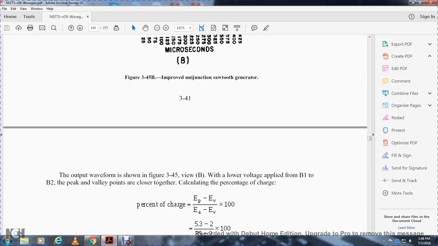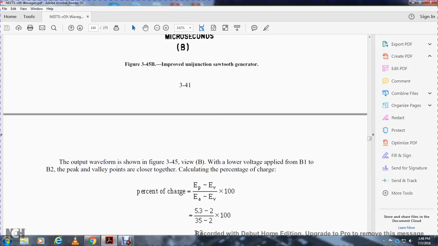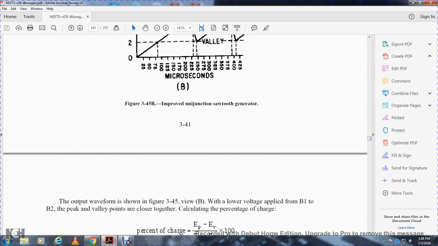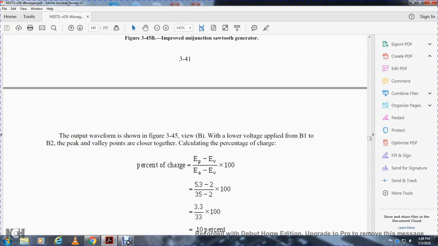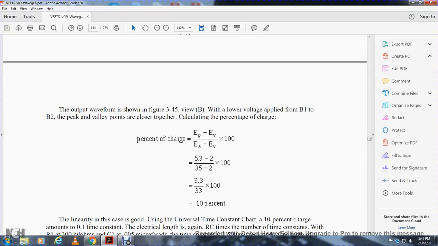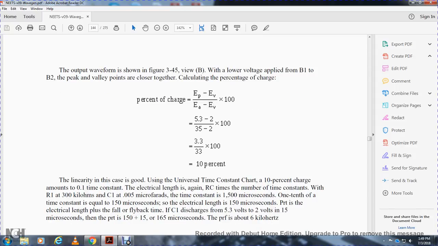Voltage peak and valley. The output waveform is shown in figure 345B. With the lower voltage applied to B1 and B2, the peak and valley points are close together. Calculating percentages: percentage of the voltage is equal to the peak voltage minus the valley voltage. Linear is the first part of the universal time constant, about 10% of the charge, or 1/10 of the time constant.